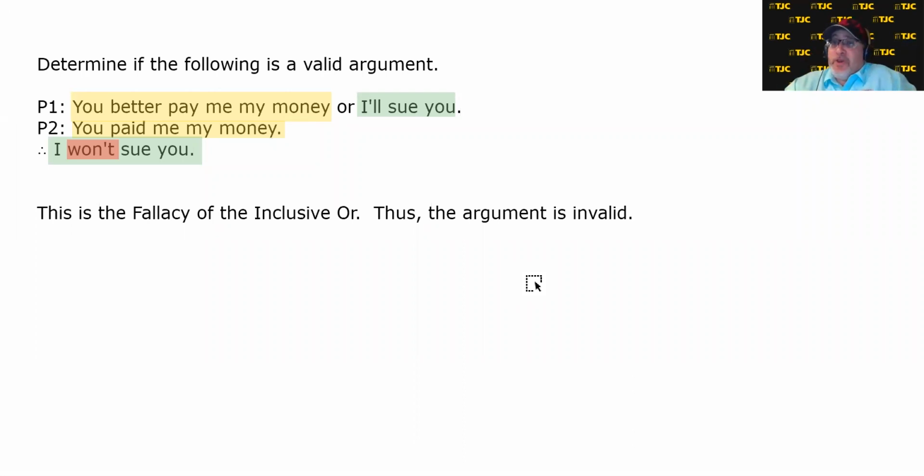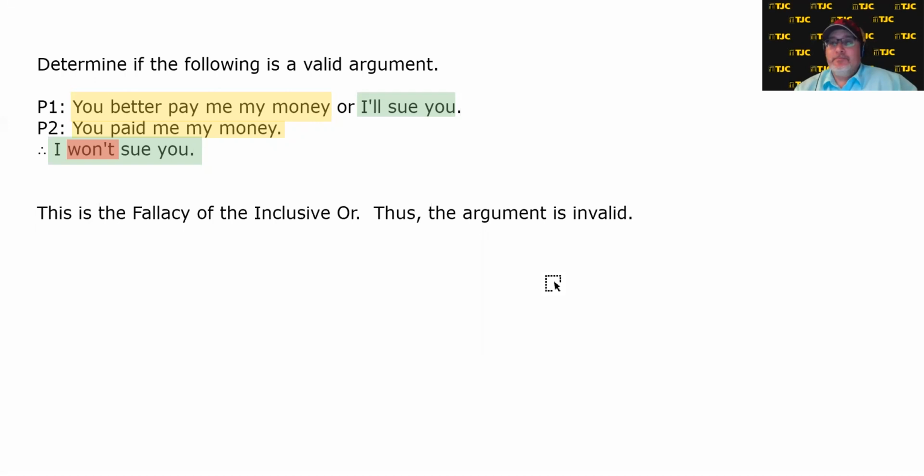Oh, why would they sue me? I paid you my money. Well, yeah, well, maybe you crashed into their car and you won't pay up, and now they're going to sue you for that. So remember, or does not mean either or, but not both. Not in symbolic logic. Or is inclusive. It allows the possibility that both halves are true. He could pay me my money, and I could sue him, maybe for a different reason. Maybe he didn't pay me all my money.